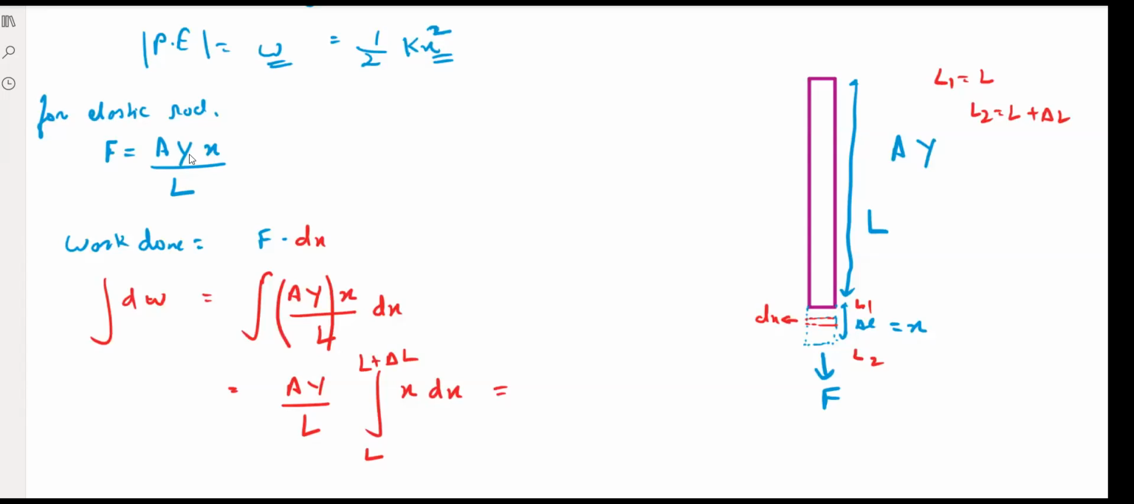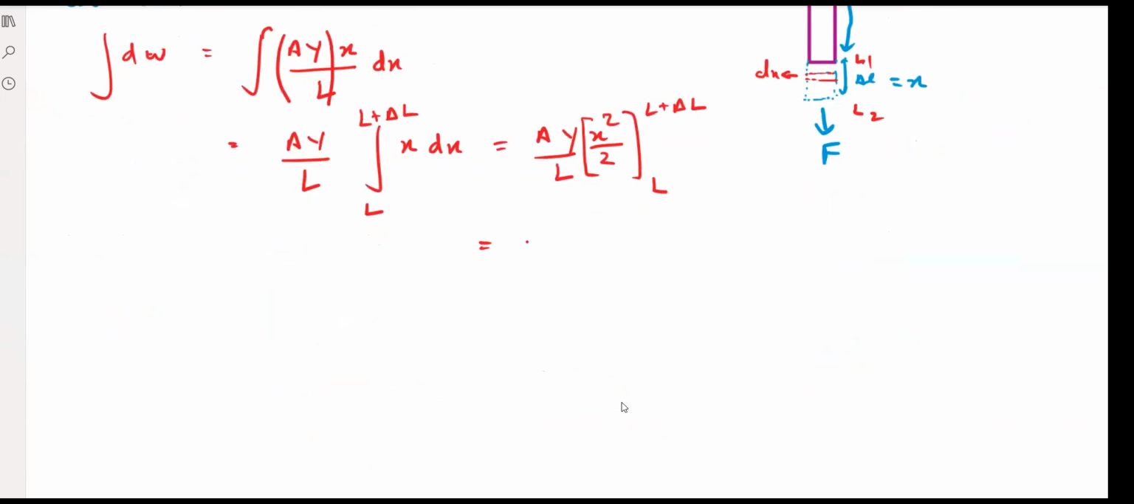What is the integration of x? I hope all of us know by now. Yes, x square by 2. And this is from L to L plus delta L. Now honestly speaking, here we use a little approximation, the delta L whole square cancels, okay? So directly we can write A Y delta L by L, delta L square, by 2.